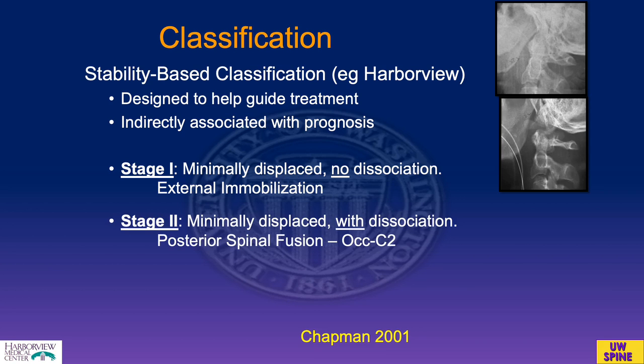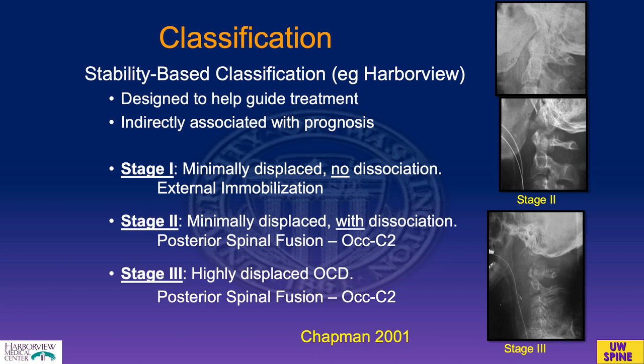The stage 2 represents minimally displaced with dissociation, and really these ones should be managed with occipital to C2 fusions, but these are really the dangerous ones, and we'll discuss that further. The stage 3, these are highly displaced occipital cervical dissociations, and really again, a posterior spinal fusion from occiput to C2 should be done.